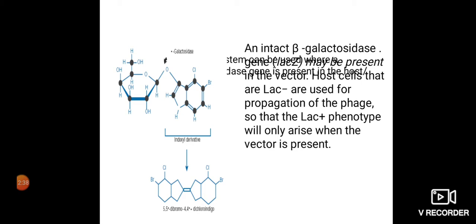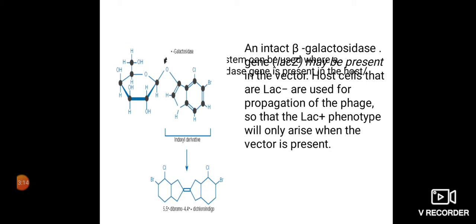So here, the cells which are going to be used for transformation can be of two varieties. People usually go for host cells which are LAC minus. That means they do not carry the gene for beta galactosidase, so they will not be able to produce the enzyme which can convert X-GAL into X. So these cells remain white in color, whereas those cells which are able to produce beta galactosidase are going to become blue in color.